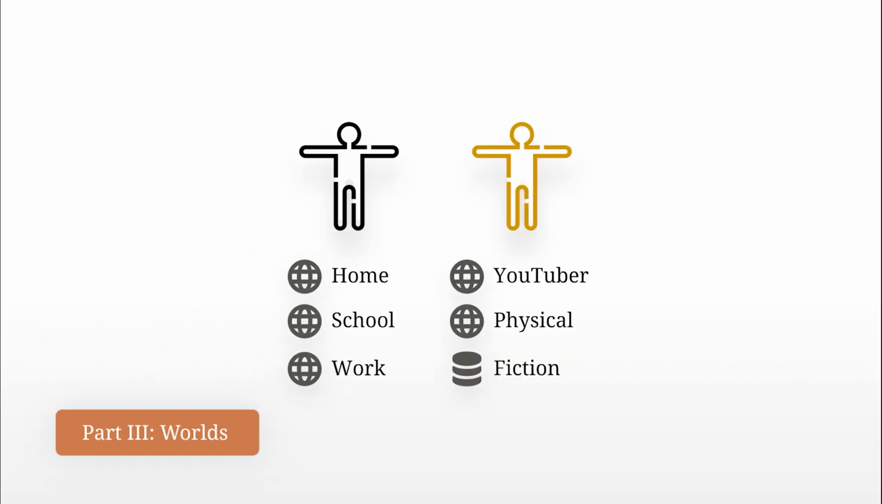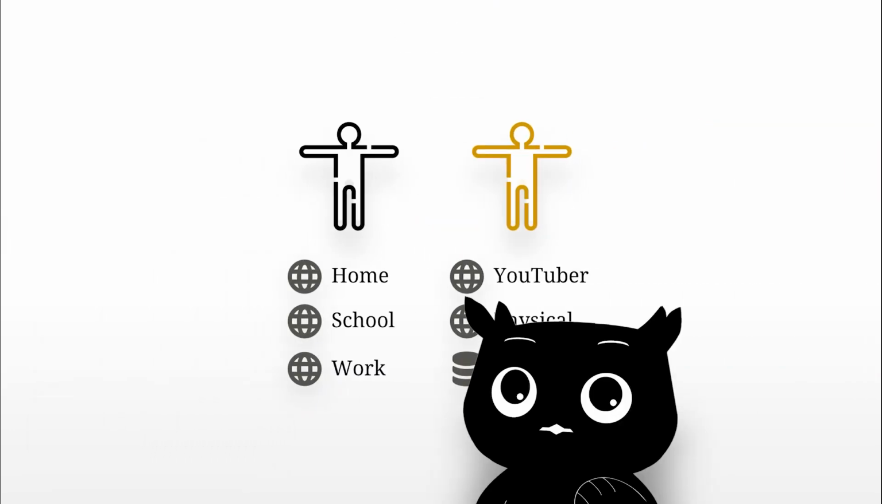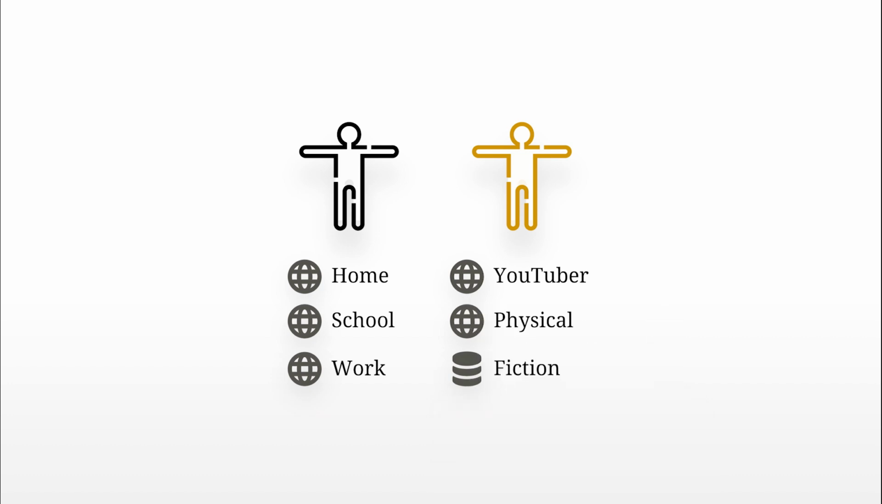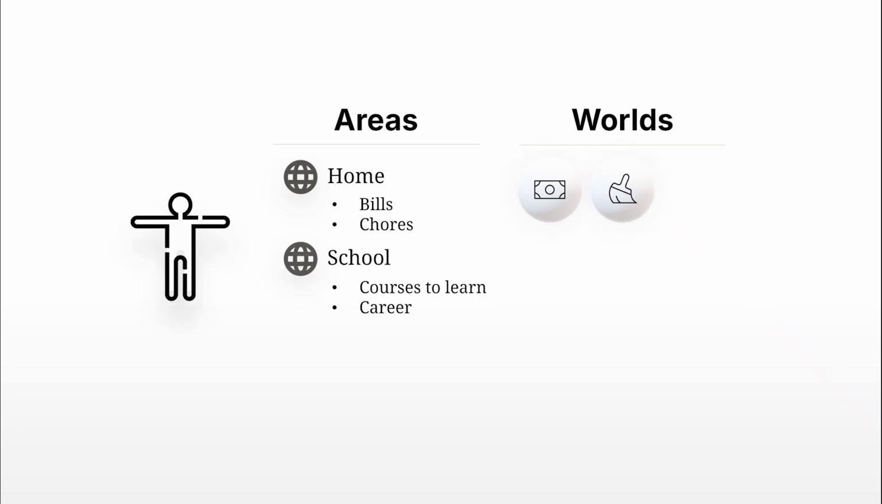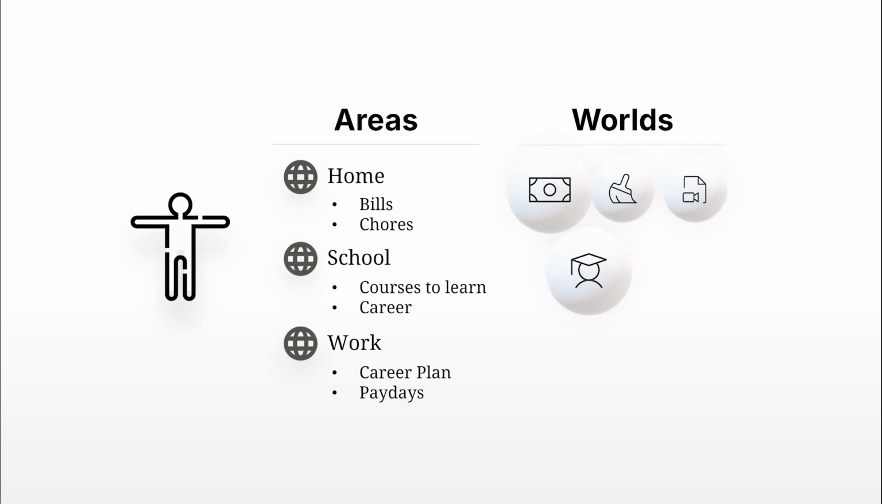Since we already set our areas and resources, we now know what specific worlds we want to set. Let's plan things first, starting with our current self. For home, we have bills to pay and chores to do, so let's include the finance hub and house chores hub. For school, we have courses to learn and a career to track, so the course hub and the career hub are great. For work, we want to add our career plan and schedule our pay days, but since we already have the career hub and the finance hub, we'll just add the contacts hub.